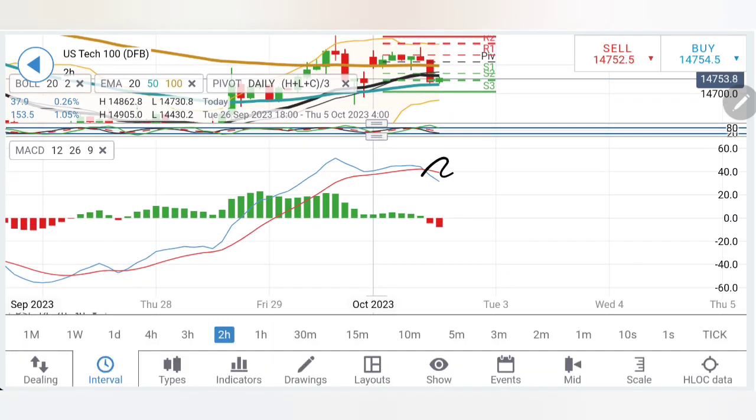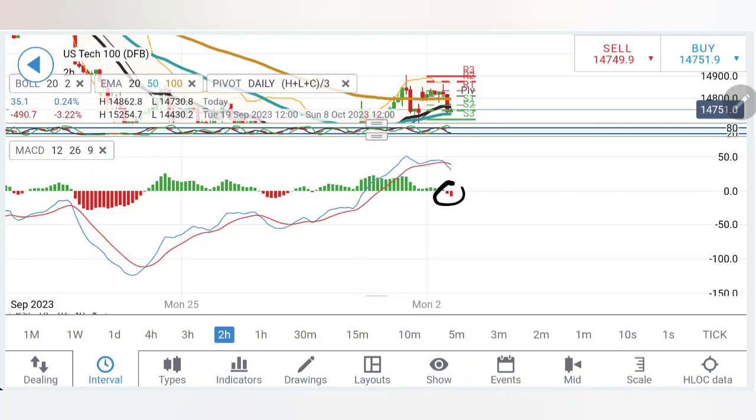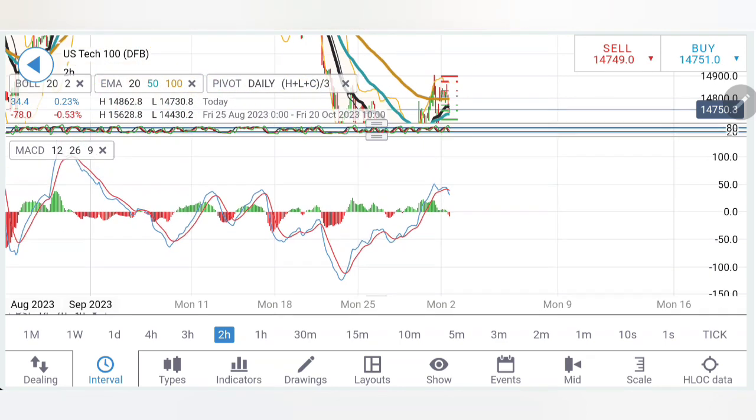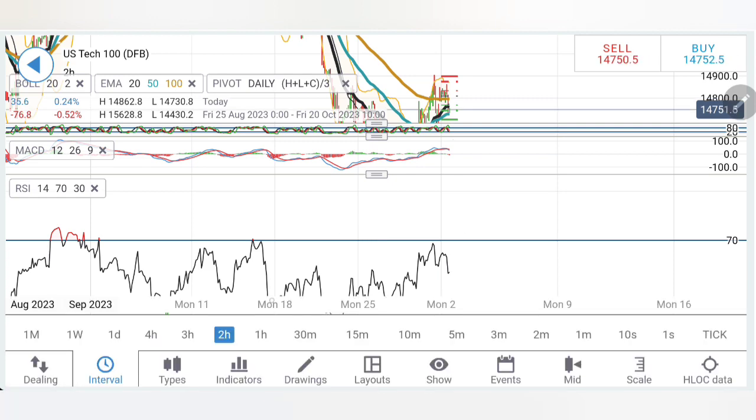Stochastic at bottom, look at MACD, this has crossed over, this is trading with divergence, this is staying bearish, and this is just the second red candle, hence it can yield further red candles from here, which can pull the prices a little down. If you look at RSI, this is also trading with a drop here.